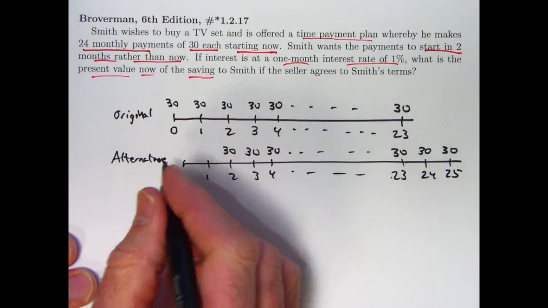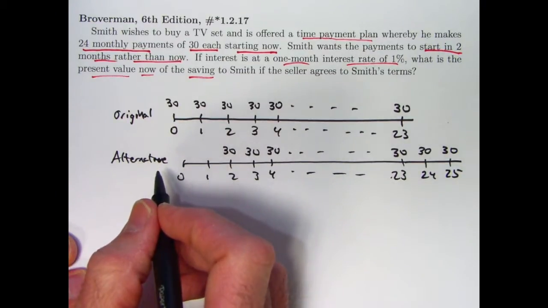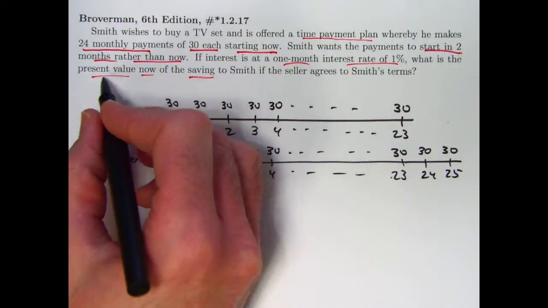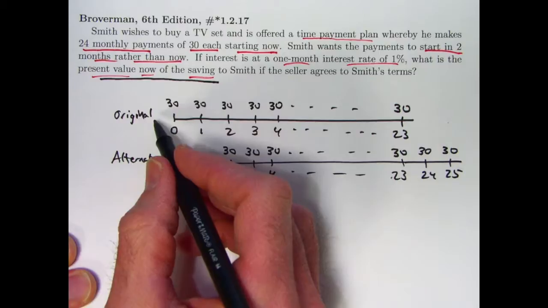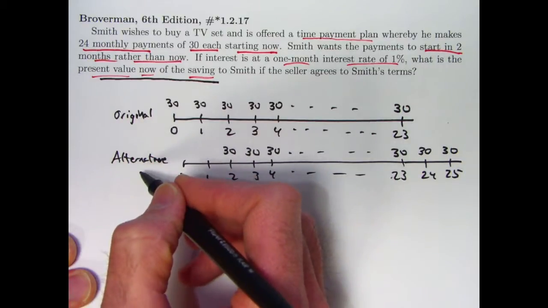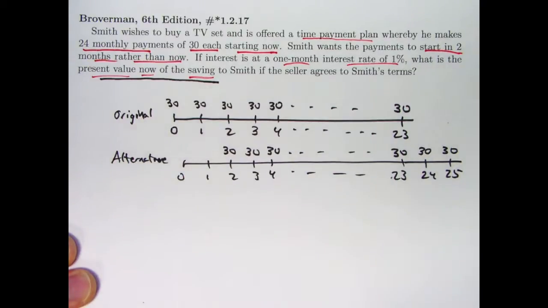All right. The difference between the present values of these two plans is going to be the present value now of the savings to Smith. If I take the present value of the original, which will be bigger than the present value of the alternative, and subtract the present value of the alternative, that is going to be the answer to the question.